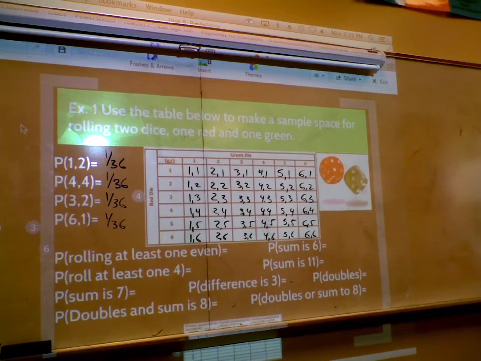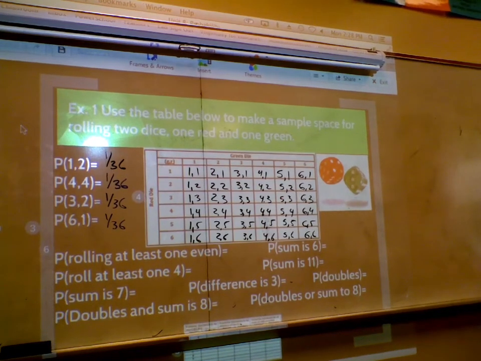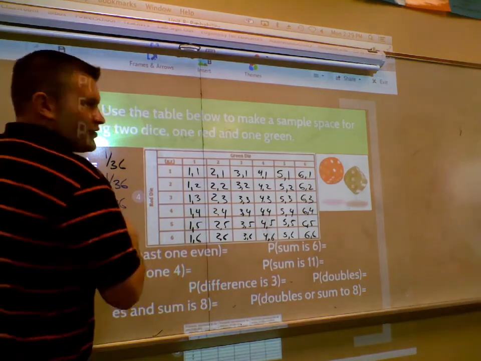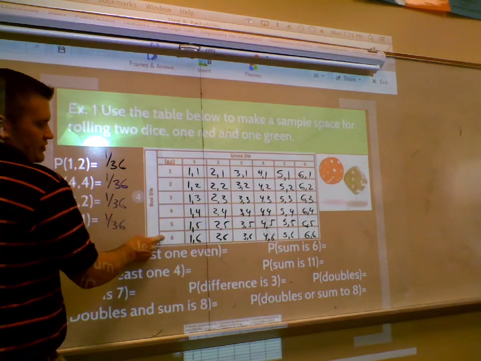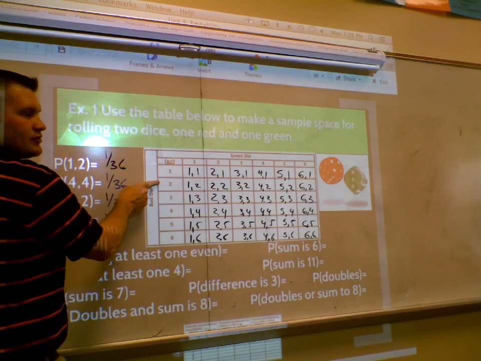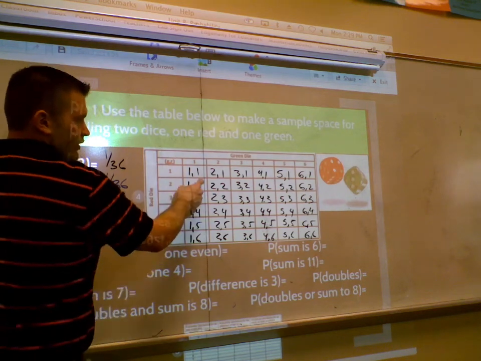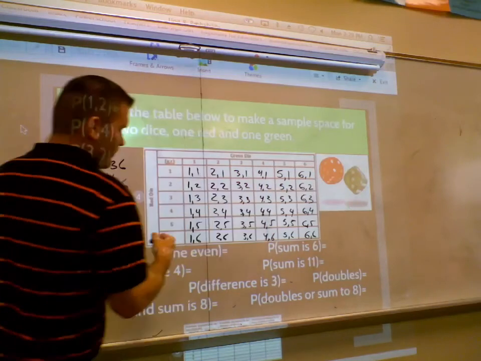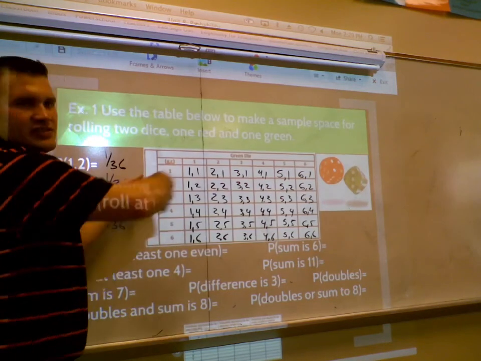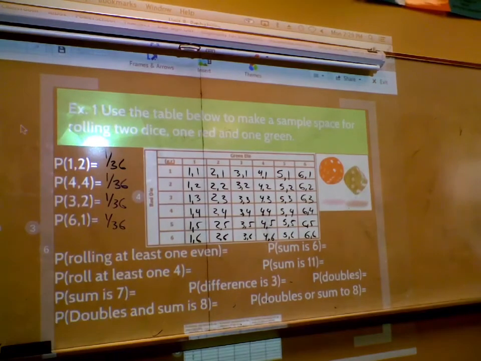Now if we start getting different situations, like certain sums and certain combinations of the numbers, then we don't get 1 out of 36 anymore. For example, if I'm going to roll at least one even, what numbers are my evens? 2, 4, 6, 8 and 10 are included. So 2, 4, 6. How many 2s are here? 6 twos, right? How many 4s? 6. How many 6s? 6, right? So if I look at all my 2s, 4s, and 6s in the rows, I have 18 total outcomes, right?